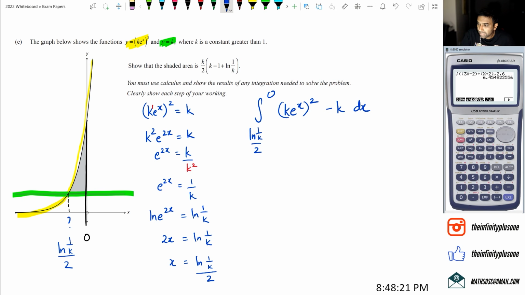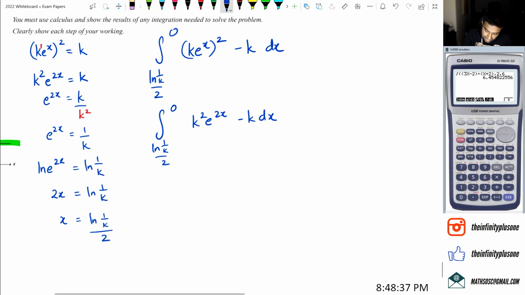All right, so with that in mind, now we need to actually expand that bracket before we do anything further. So we've got the integral from 0 to ln of (1 over k) over 2, of k squared e to the power of 2x minus k dx. All right, so let's integrate this.